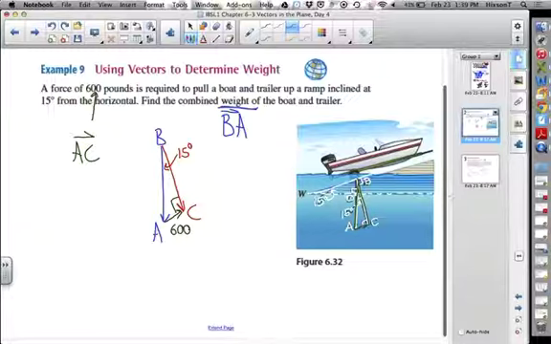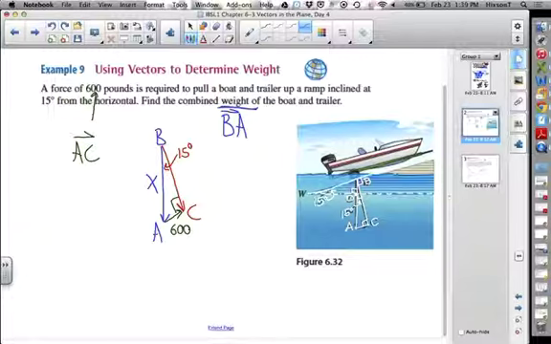No, you're thinking of it in terms of this being the weight straight down, which is what we're trying to find. This is pulling up the ramp, because it's parallel to the ramp. What about BC? BC is how much pressure is actually being put on the ramp itself. But I'm confused as to why you drew the little triangle under the other triangle.